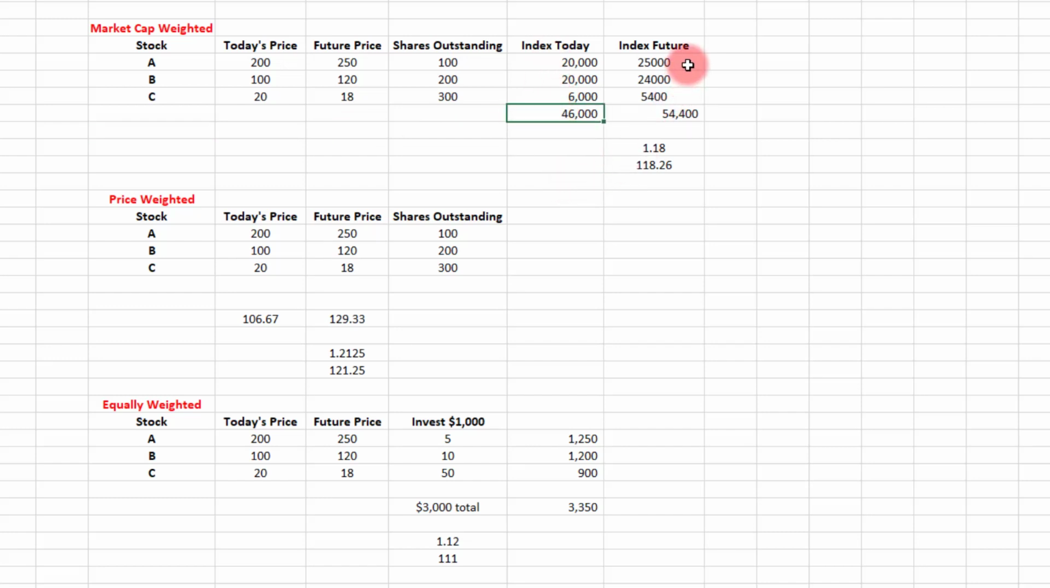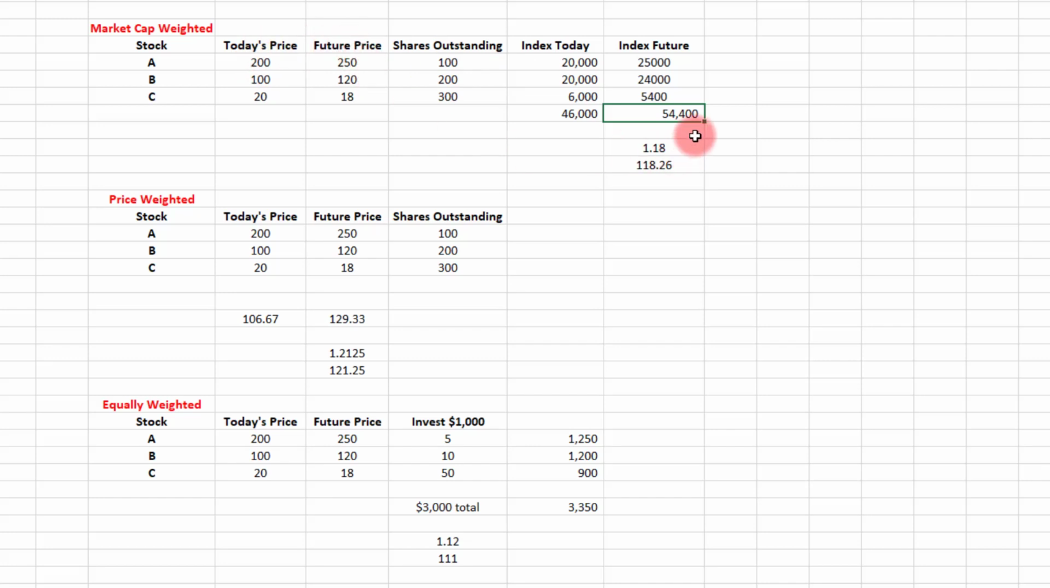We do the same thing for the index in the future. So 1 year later, the stock has risen to 250. For stock A, times 100 will give us 25,000. Stock B is worth 120 times 200, or 24,000. C is worth 18 times 300, or 5,400. So if we add these up, we get 54,400. We divide this by the starting value and we get 1.18. So it means that the index has risen 18% from today to, let's say, 1 year from now.